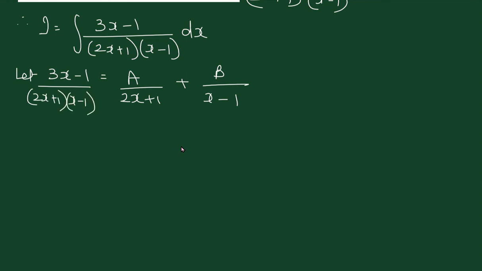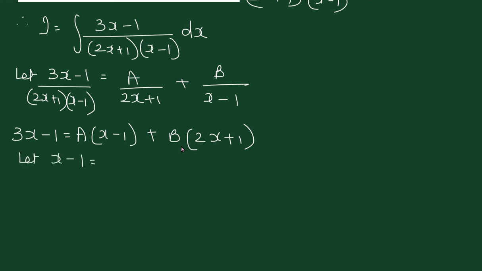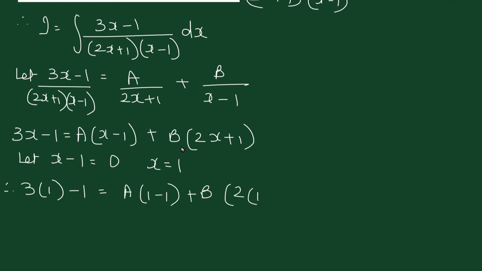Okay, now when we cross multiply, we get 3x minus 1 is equal to, in the a term 2x plus 1 gets cancelled, so we get a into x minus 1. In the b term x minus 1 gets cancelled, so b into 2x plus 1 we get. Then we put x minus 1 as 0, and therefore we get x is equal to 1 first of all. So we get 3 into 1 minus 1 is equal to a into 1 minus 1 plus b into 2 into 1 plus 1. Now here 3 minus 1, that is 2, is equal to 3b.